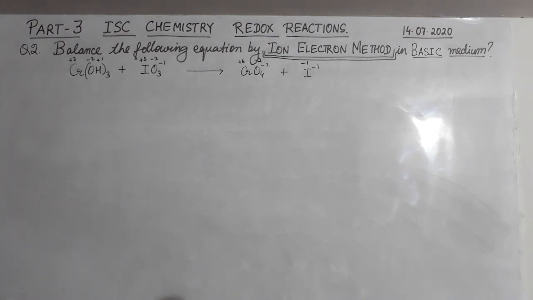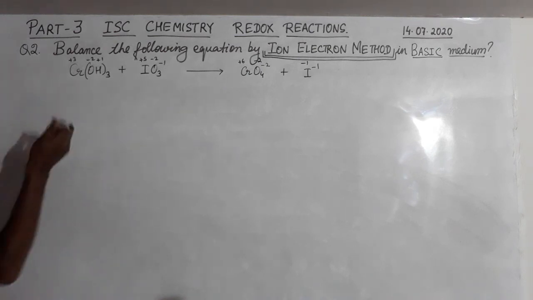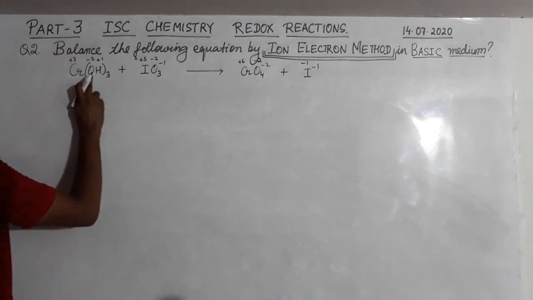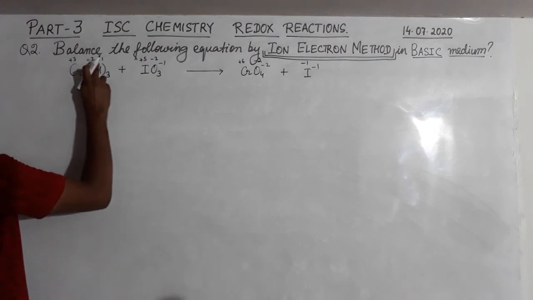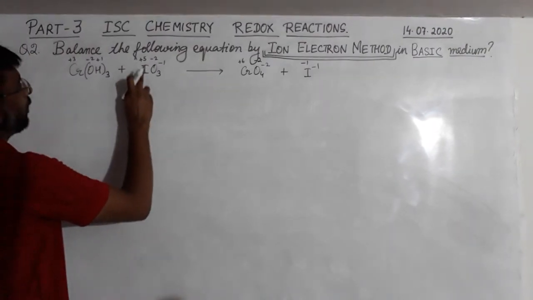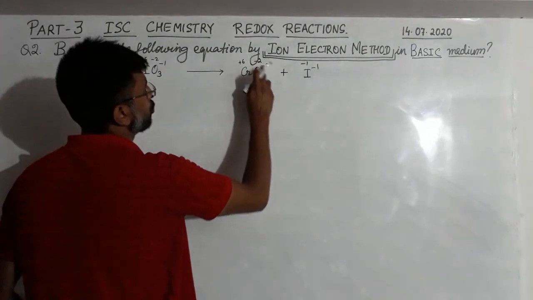Cr(OH)3 plus IO3 minus, the iodate ion, is giving CrO4 2 minus plus iodide, I minus. In this question, I have already pre-calculated the oxidation numbers of all the atoms in this ionic equation. Now look at the board very carefully. Chromium plus 3, oxygen minus 2, hydrogen plus 1, iodine plus 5, oxygen minus 2, chromium plus 6, oxygen minus 2, iodine minus 1.